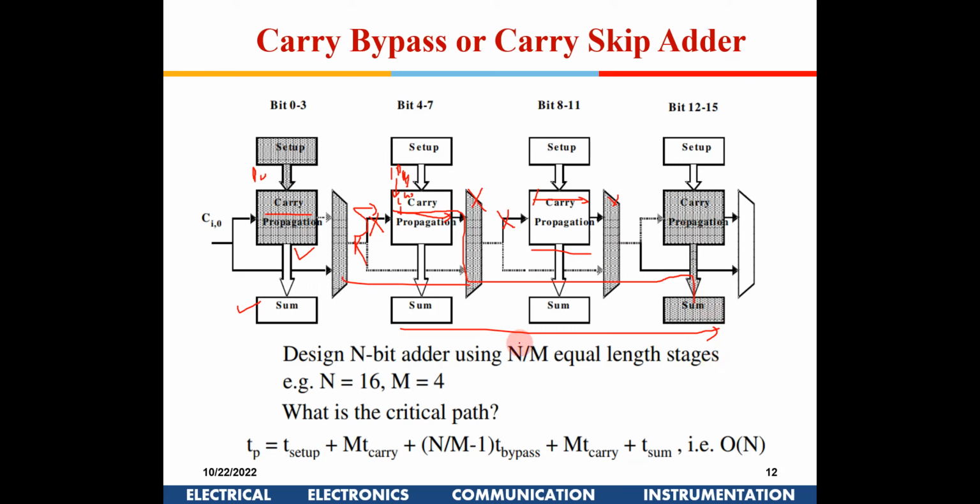Okay, is this okay with all of you? Why is it that we are not calculating the delay through and through, and what is the advantage of having a carry bypass? Okay, is it okay with all of you?